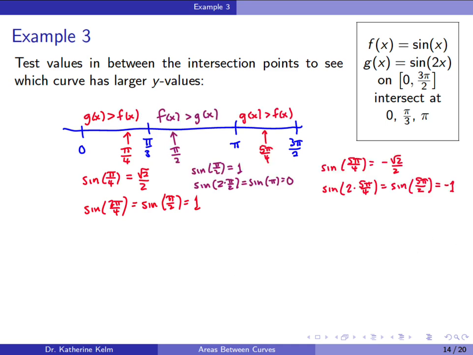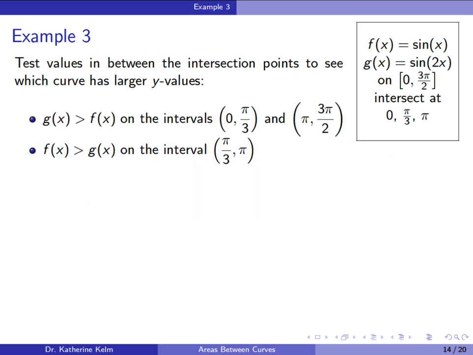We can repeat this process for the other two intervals, and we get that g of x is larger from 0 to pi/3 and from pi to 3π/2, and f of x is larger between pi/3 and pi. So now we're ready to set up our integral.